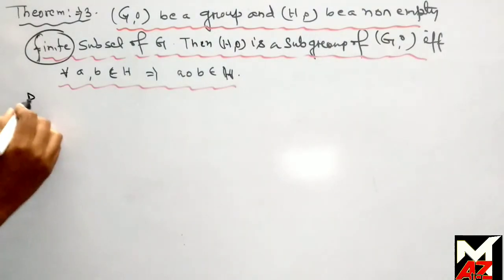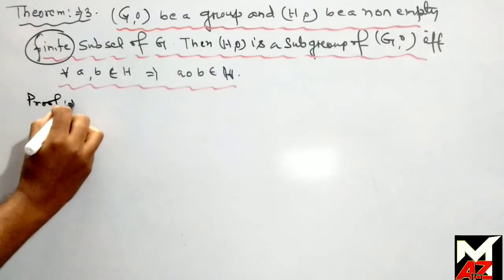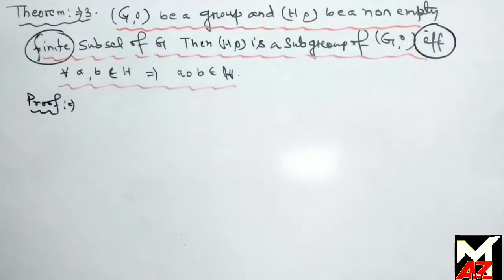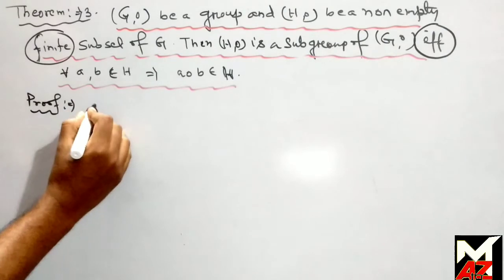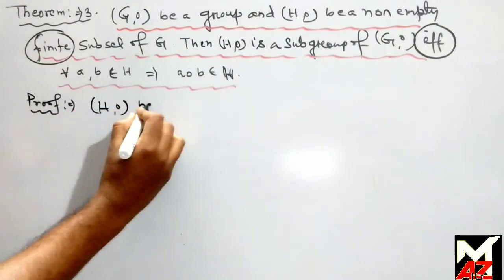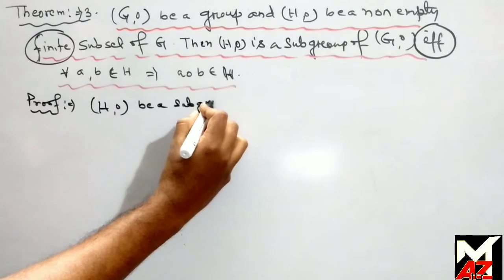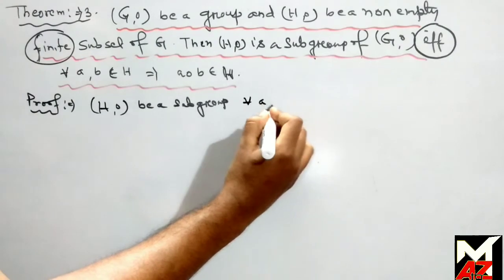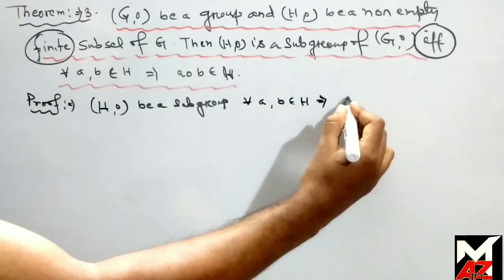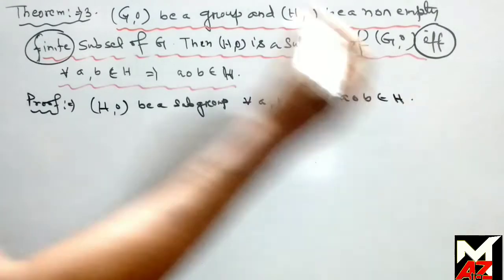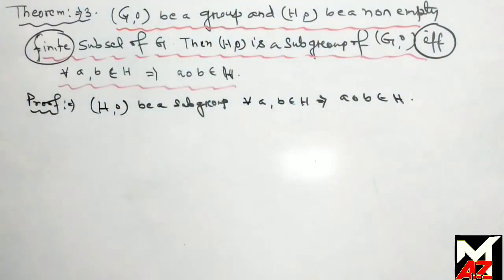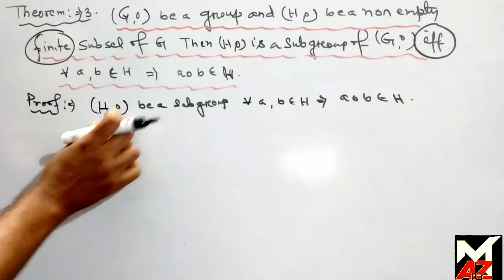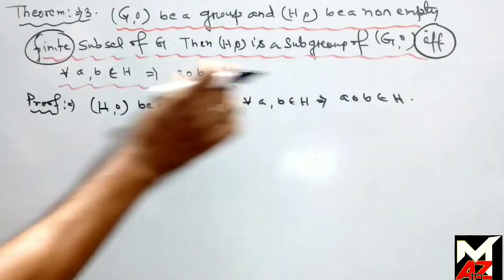Now go to the proof. Here this is an if and only if theorem. If we take first H circle to be a subgroup, then by closure property we easily say that for all A, B belongs to H, A composition B belongs to H. Okay, so the first part is very easy. That is, if we take this is a subgroup, then this is the closure property. That is proved.